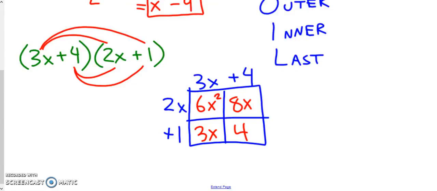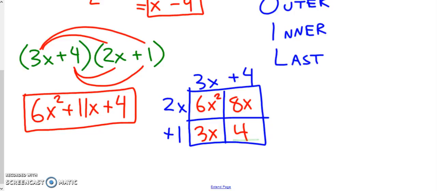So I've got 6x squared. Nothing else goes with that, so this is 6x squared. Then I've got this 3x and this 8x, which when I add those together, since they're both positive, that'll give me 11x. And then I've got this 4 here. So when I add that, nothing goes with that, so this would be plus 4, and that would be your answer for this part.